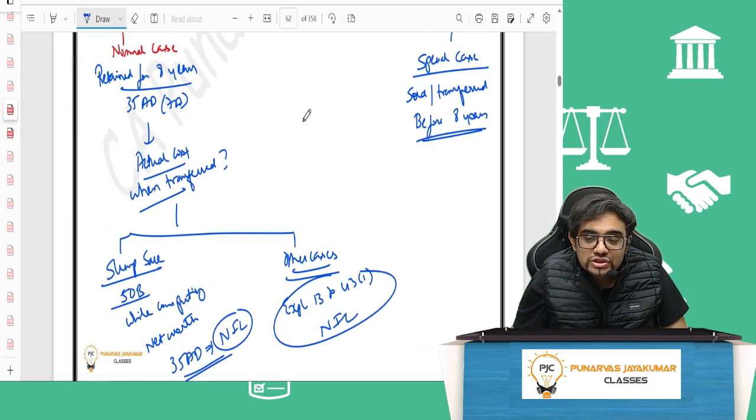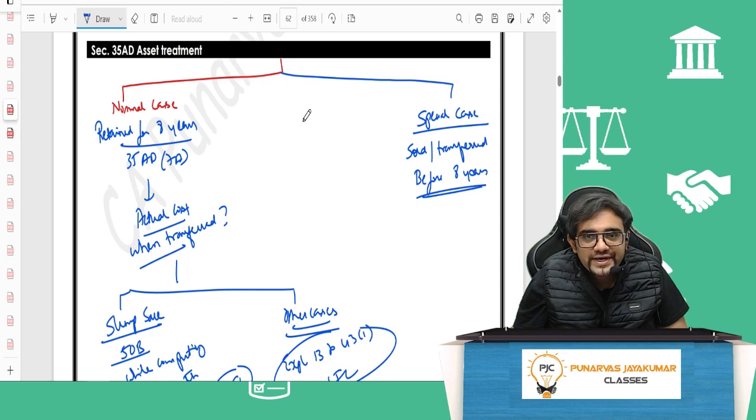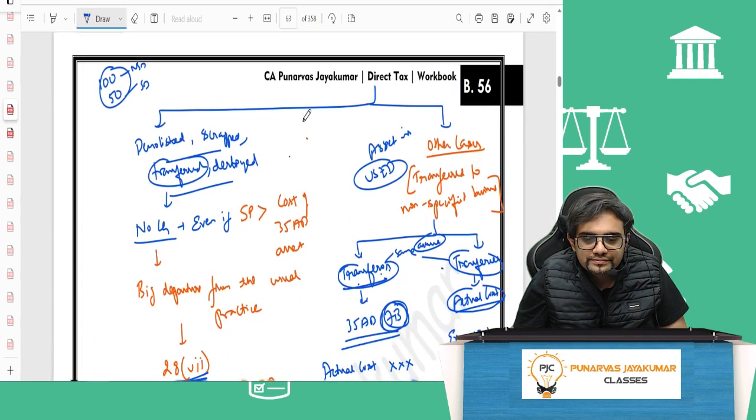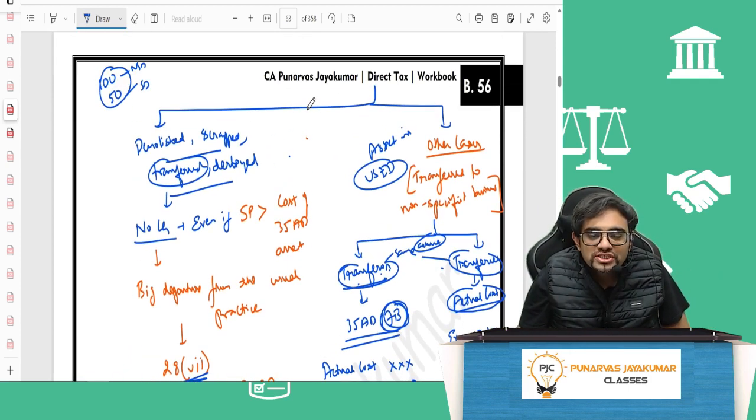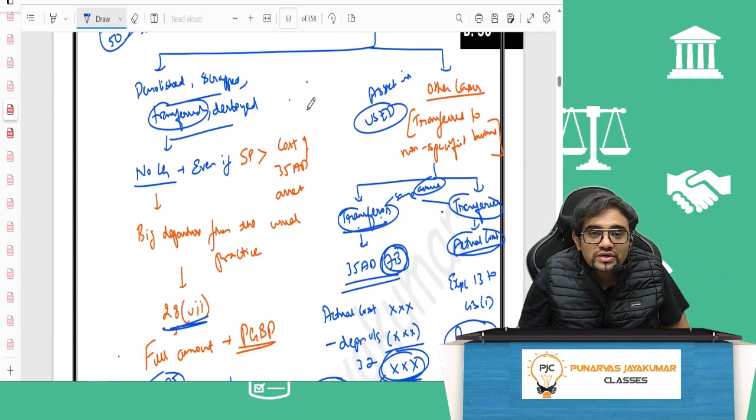The real issue arises if you sell it off before 8 years. If you sell it off before 8 years, you are not following the condition. Not following the condition means what? Now you will have to pay tax on that. Now two conditions there: if the asset is demolished, scrapped, transferred or destroyed.